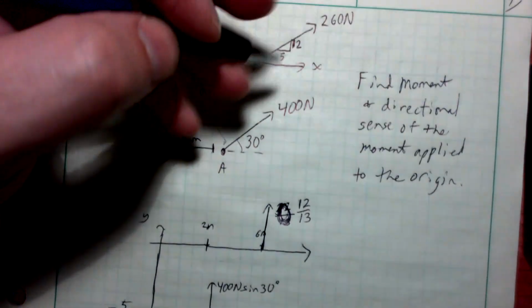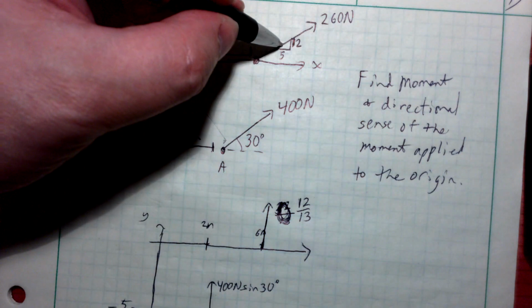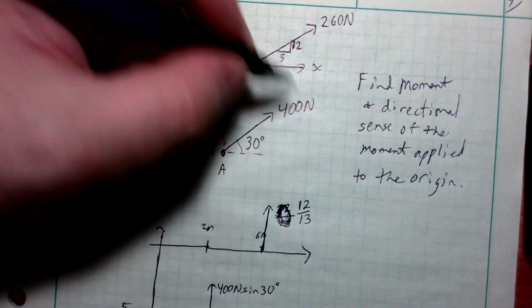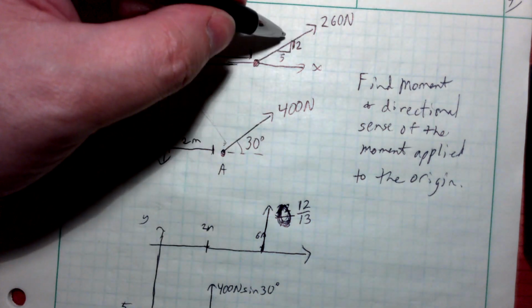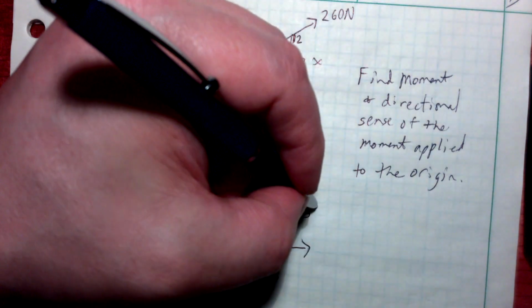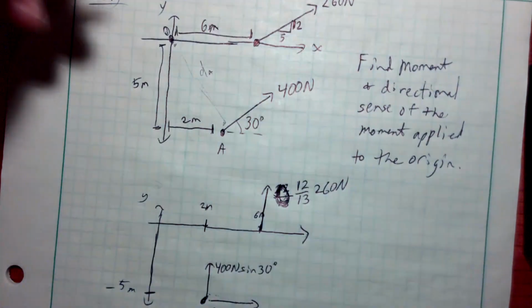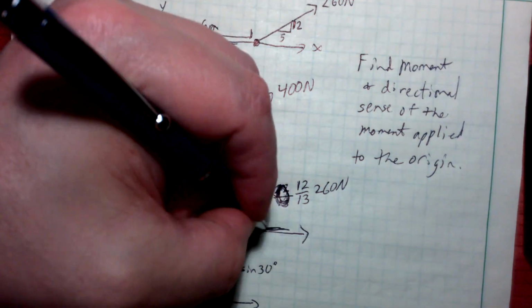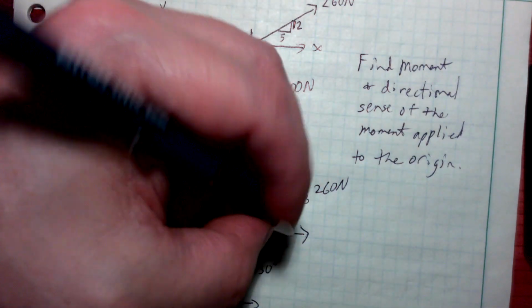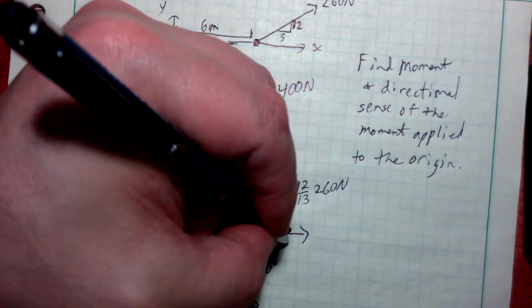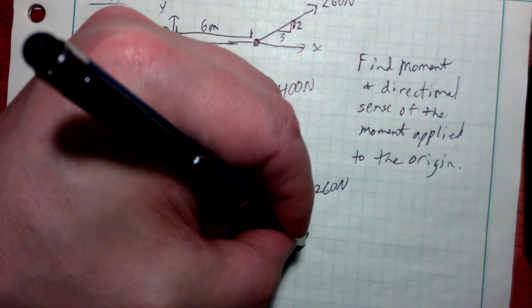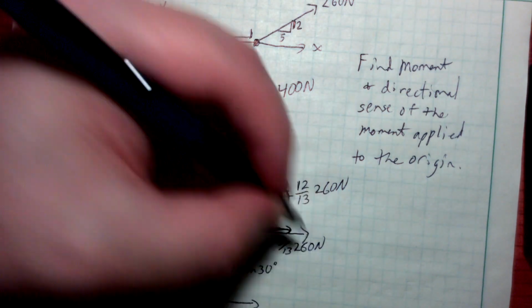The hypotenuse is 13. So basically we're saying, what is the sine of this angle? The sine of this angle is 12 over 13, opposite over hypotenuse. 12 over 13 times 260 newtons. And then in the x direction, the x component of this force is 5 over 13 times 260 newtons.